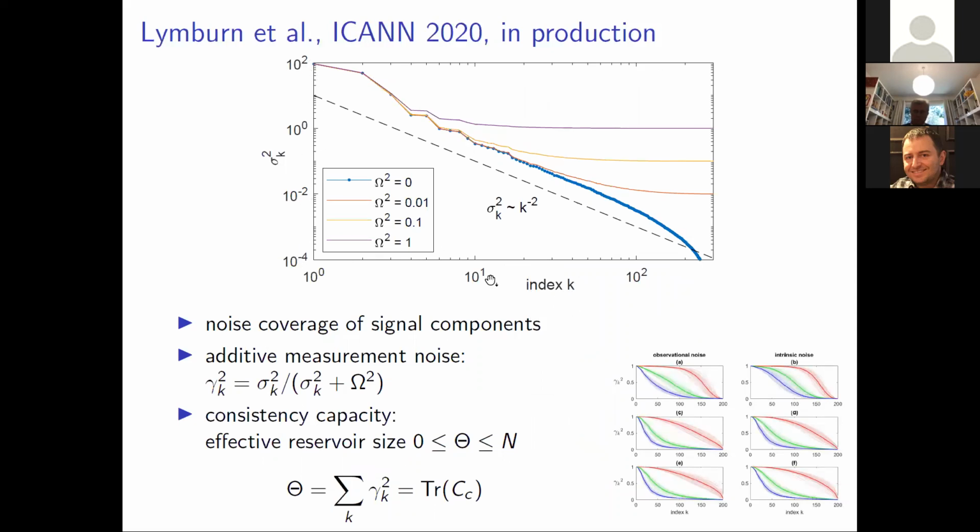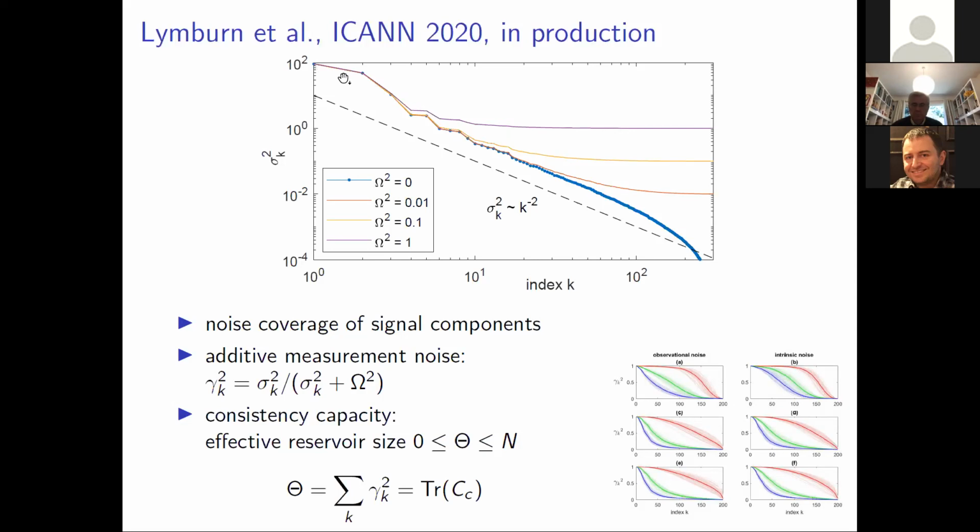So I'm recalling now, this is the principal component analysis that we had from a noise-free reservoir. That was the picture that I had before. When we have additive measurement noise, we can actually analytically write down what the consistencies are going to be, because the noise variance just adds directly on each component separately, which means we have these noise-free principal components spread over many orders of magnitude.